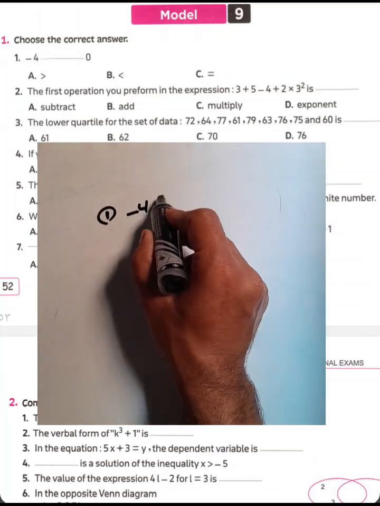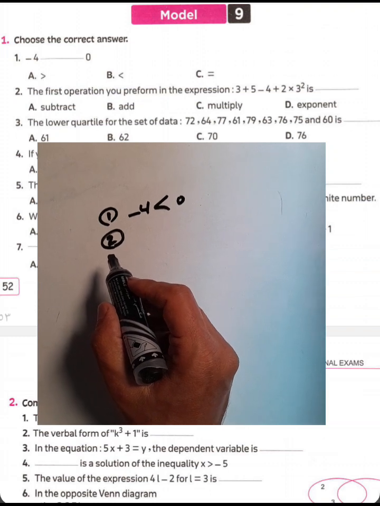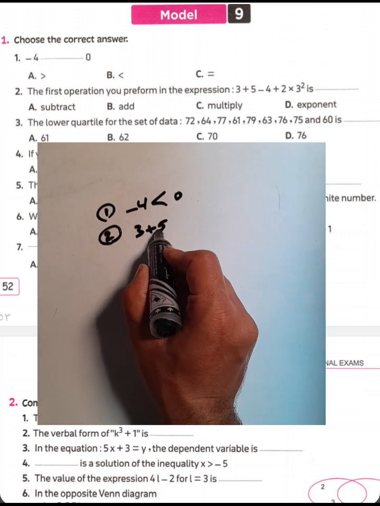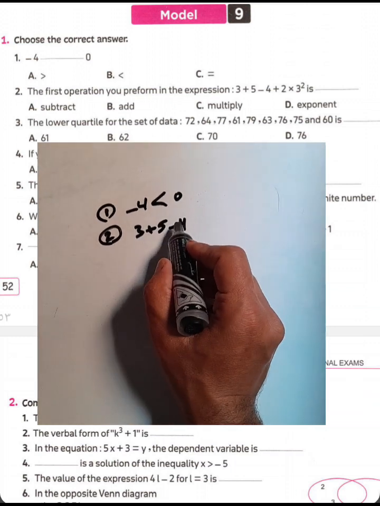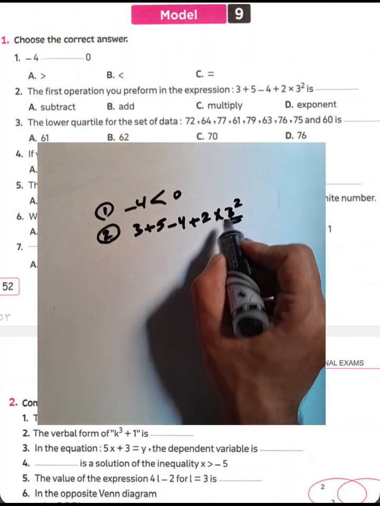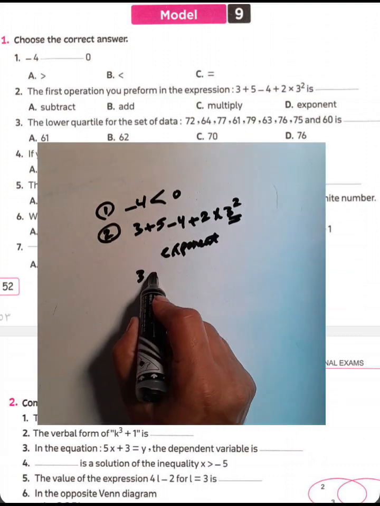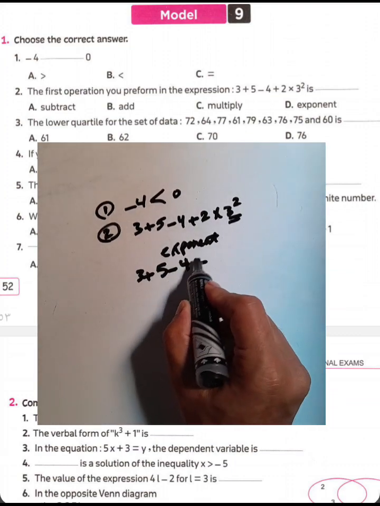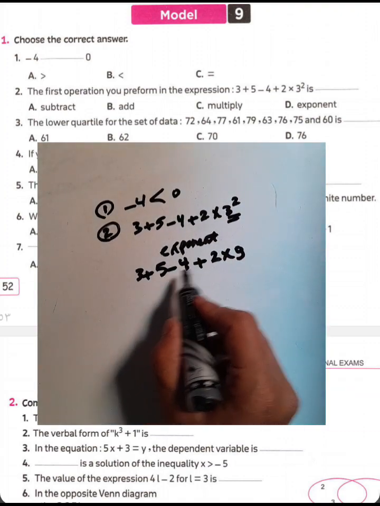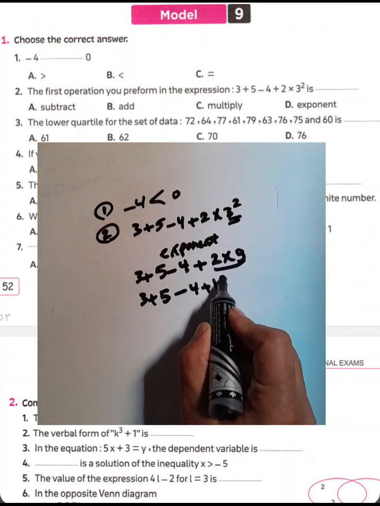Number 2, the first operation you perform in the expression is the exponent. We have 3 plus 5 minus 4 plus 2 times 3 power 2. The first operation here will be the exponent, so the result will be 3 plus 5 minus 4 plus 2 times 9, since 3 power 2 equals 9. And then 2 times 9 equals 18. Write 3 plus 5 minus 4 plus 18.